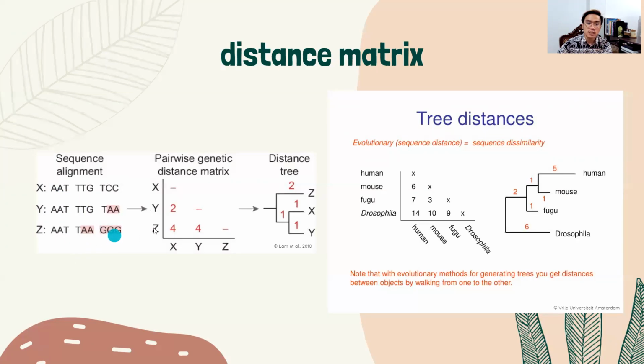You can see here that taxon X and taxon Y are essentially different at 2 nucleotide sites, or 2 characters essentially differentiate taxon X from taxon Y. And then we can compute the same for the other pairs, like taxon Y and taxon Z, how different they are, and then taxon X and taxon Z, how different they are.